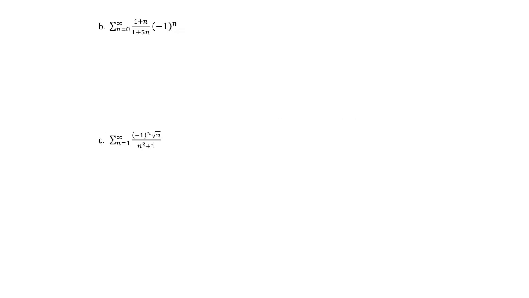Okay, let's look at part B. I see that we're going to have an alternating series because of the negative 1 to the nth. When I remove that, the terms that remain are positive. Okay, so let's go ahead and we'll let b sub n be what's left: 1 plus n over 1 plus 5n. If b sub n is decreasing and approaches 0, then the series converges.